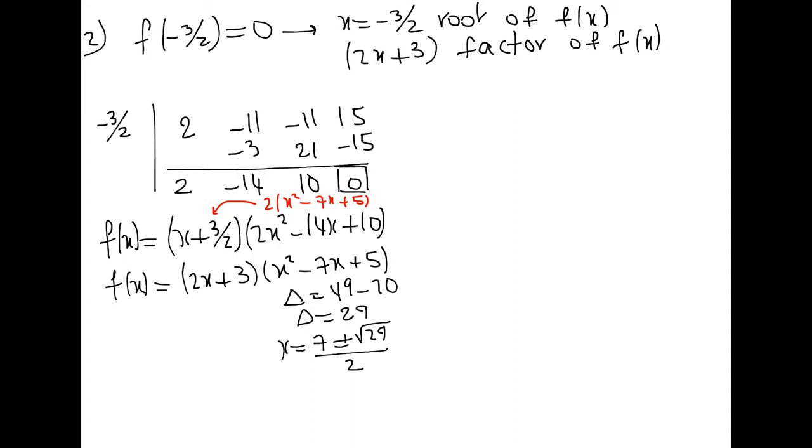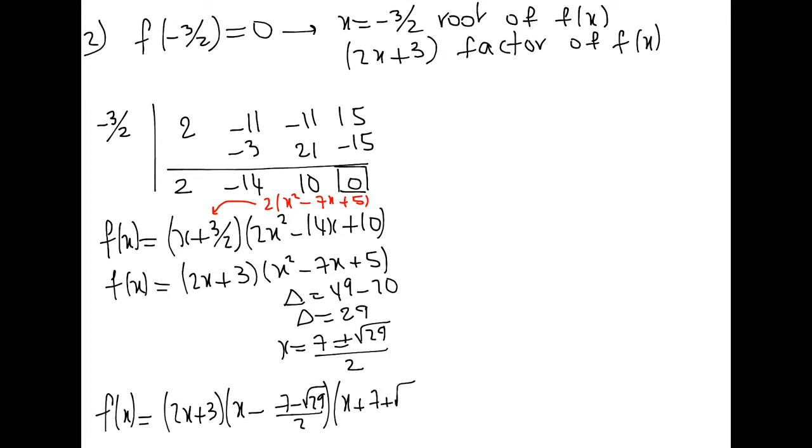So as you can see here, the other two zeros of the polynomial are irrational. They're not rational. This is why we did not really find them in the set C over A. So to factorize f of x completely, f of x would be 2x plus 3 into x minus 7 minus square root of 29 over 2, into x minus 7 plus square root of 29 over 2. So these are the three factors of the polynomial.